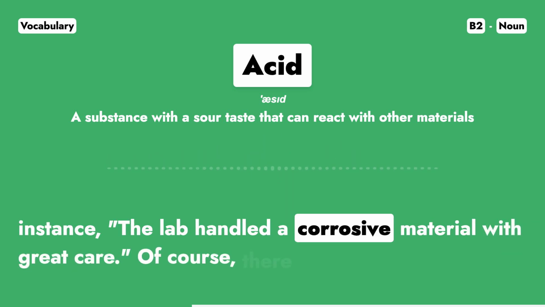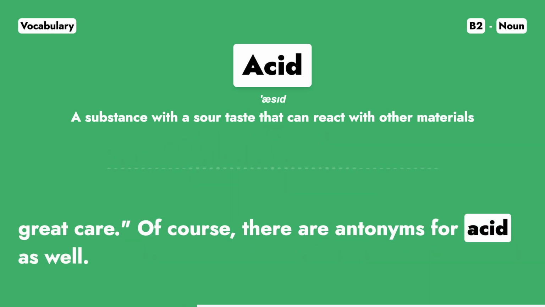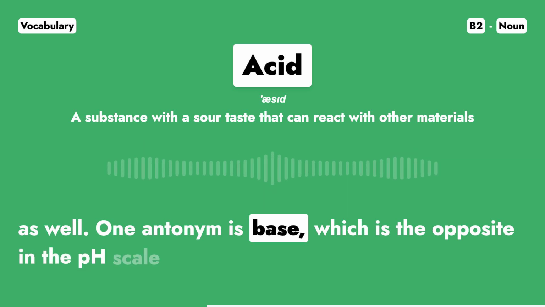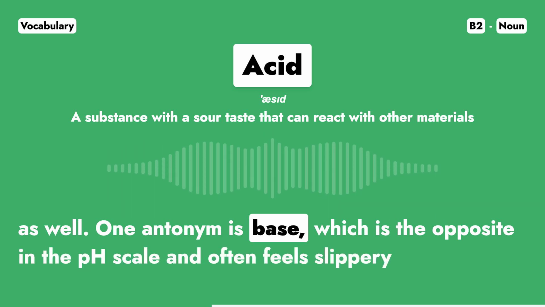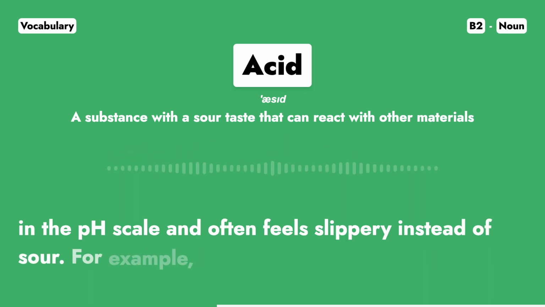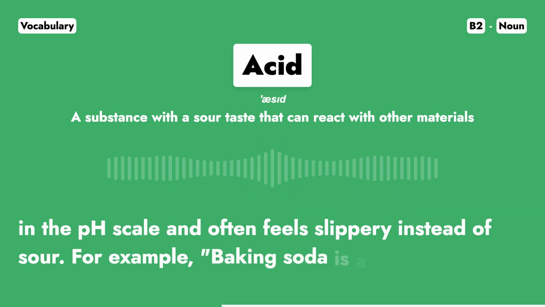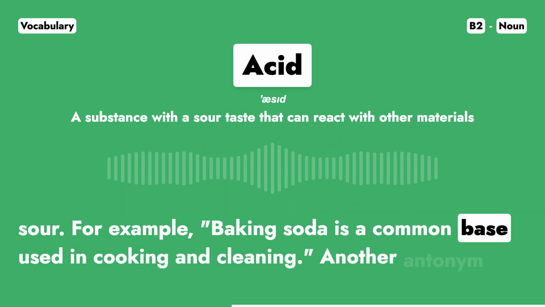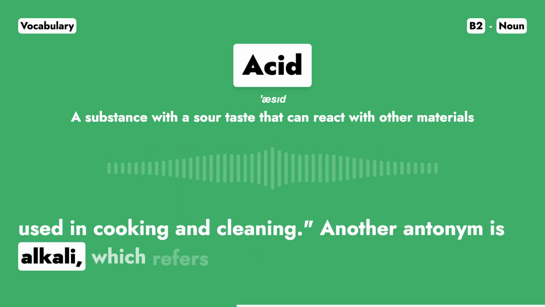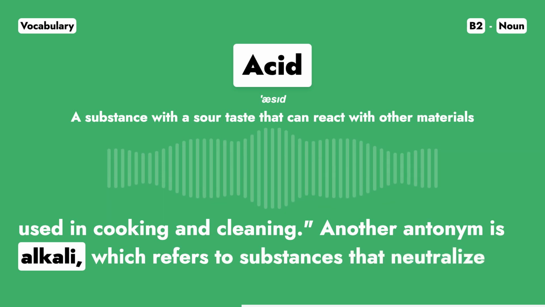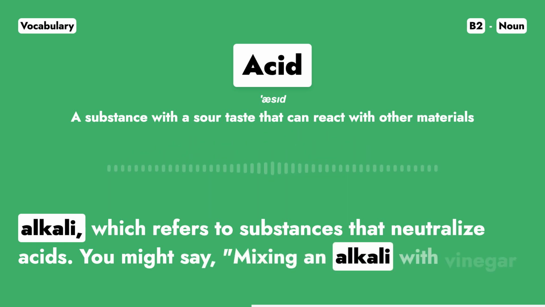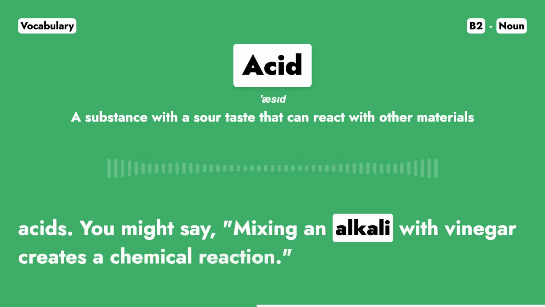Of course, there are antonyms for acid as well. One antonym is base, which is the opposite in the pH scale and often feels slippery instead of sour. For example, baking soda is a common base used in cooking and cleaning. Another antonym is alkali, which refers to substances that neutralize acids. You might say, mixing an alkali with vinegar creates a chemical reaction.